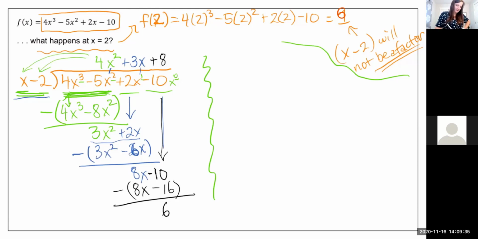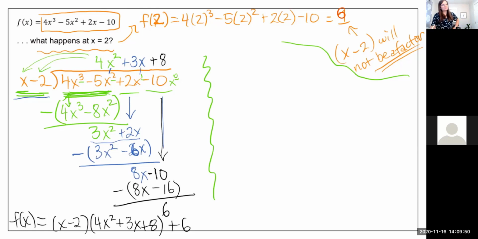You could write it in a couple different ways. You could say that f of x is x minus 2 times the quotient and then plus the remainder. Okay, that's our standard way. Our goal later on is to find things that will produce a 0, because when the remainder is 0, we have a factored form, and then we can continue factoring this, and it makes it nicer. So let's do the other method, which is called synthetic division.